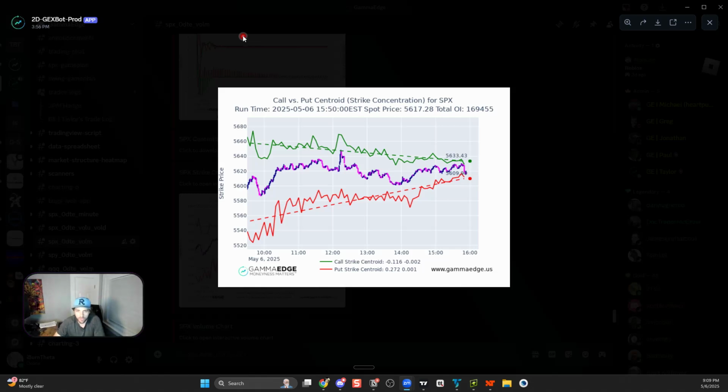So what we do is we plot those centroids on a 5-minute basis throughout the session. We connect the dots on the call side and the put side, and we form these solid green and red lines. And so the whole point of this is those centroids serve two purposes.